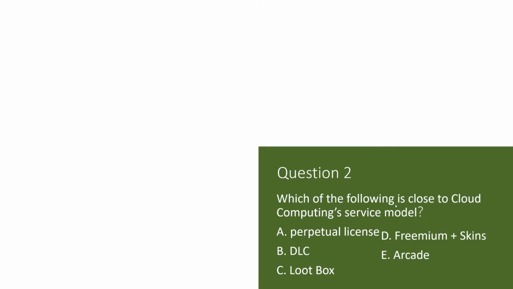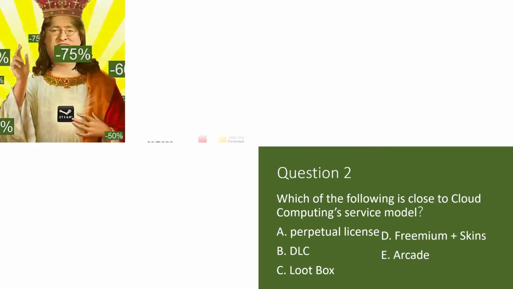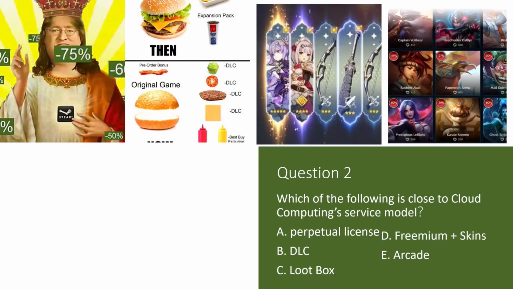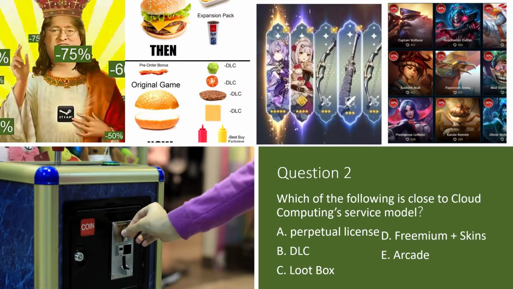Let's move on to question 2. Which of the following is close to the cloud computing service model? A. Perpetual license. B. DLC. C. Loot box. D. Freemium plus gifts. E. Arcade. Let's go through each choice.